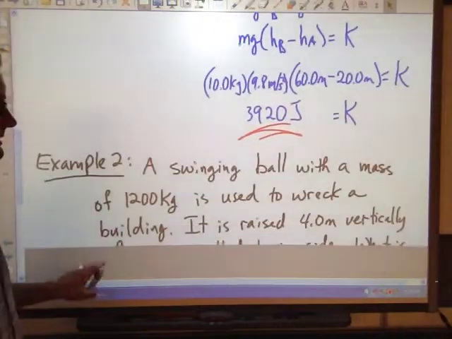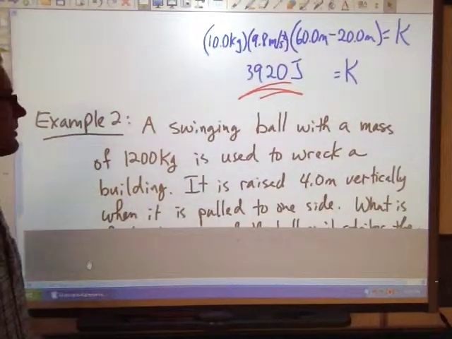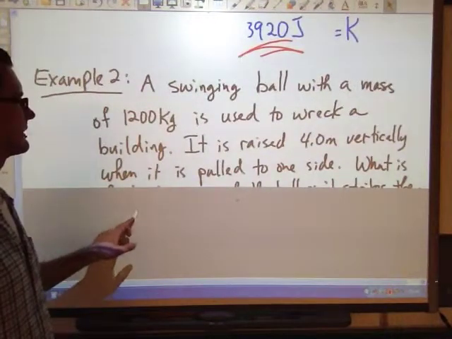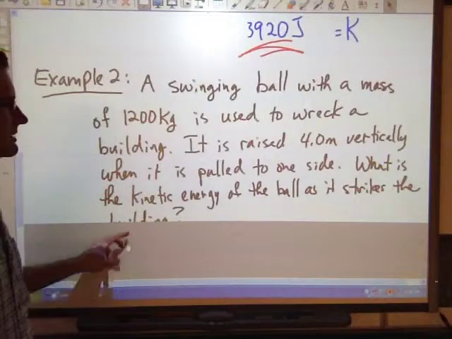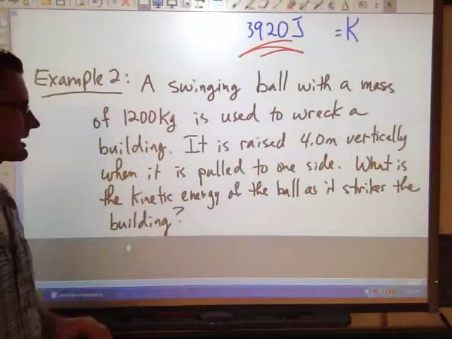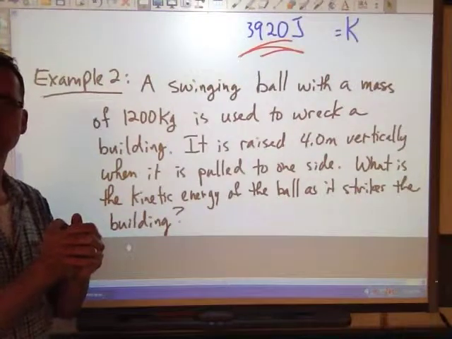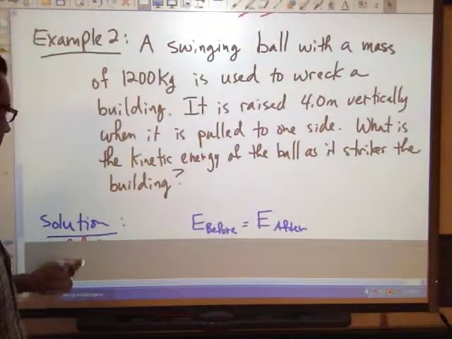The second example I have. Let's take a look at this one. Very similar to that pendulum example I did. A swinging ball with a mass of 1,200 kgs is used to wreck a building. It is raised 4 meters vertically when it is pulled to one side. What is the kinetic energy of the ball just as it strikes the building? Okay, it's very similar to the previous question actually.